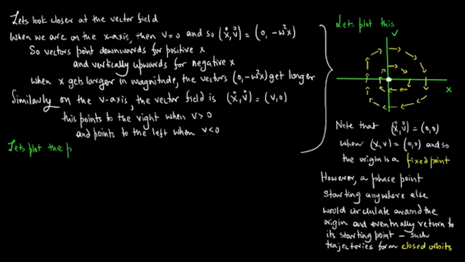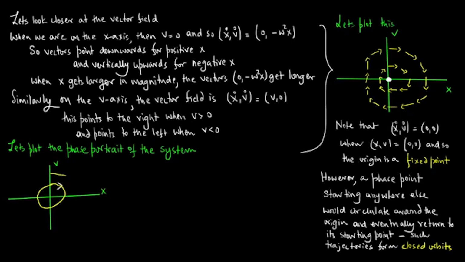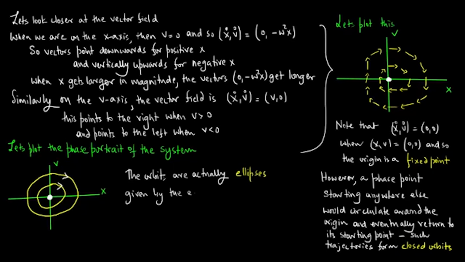So let's plot the phase portrait of the system. That's a plot of v versus x. So we have one closed orbit, and that's another closed orbit, and so on. The orbits are actually ellipses given by the equation omega squared x squared plus v squared is equal to c, where c greater than or equal to 0 is a constant.